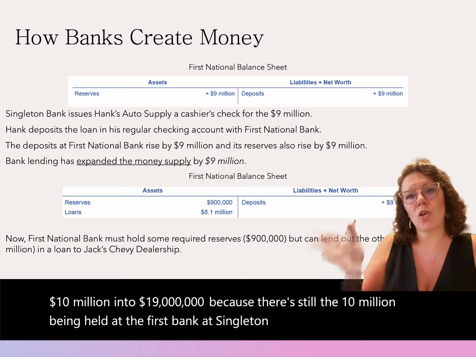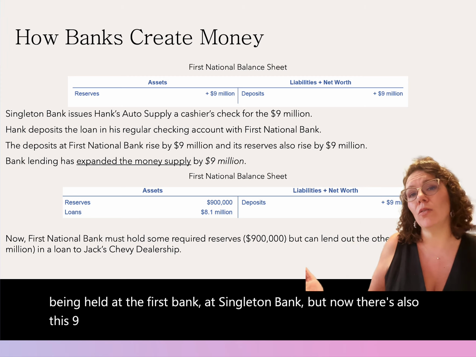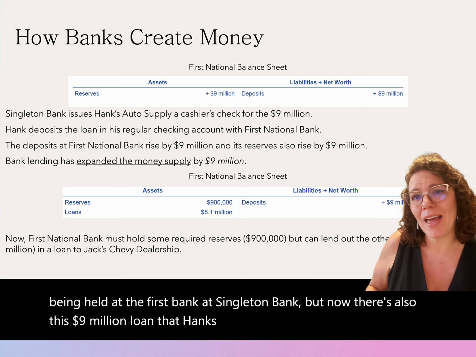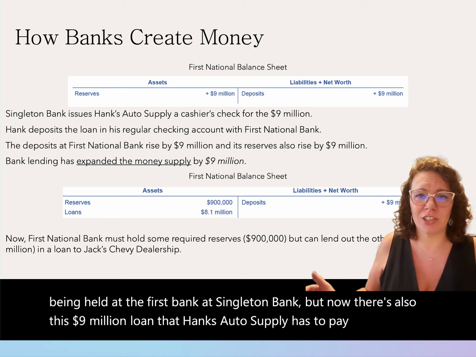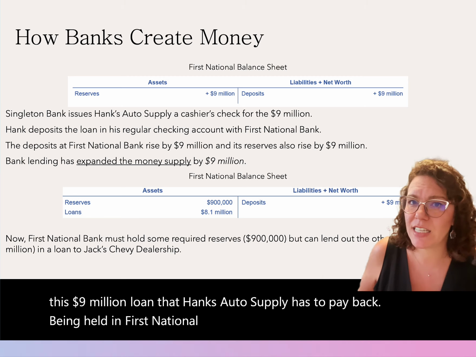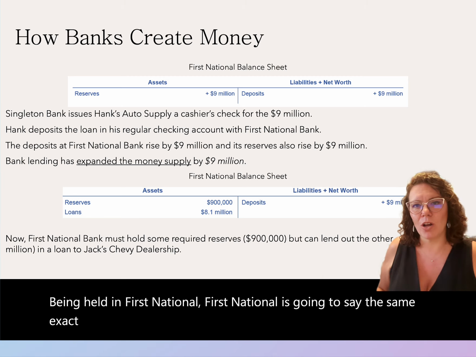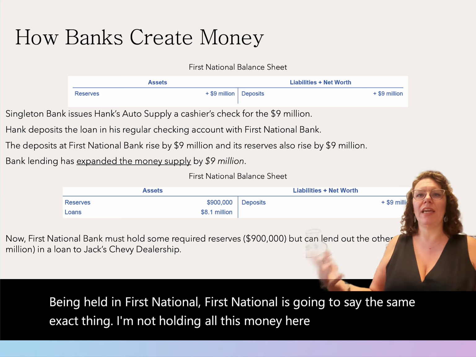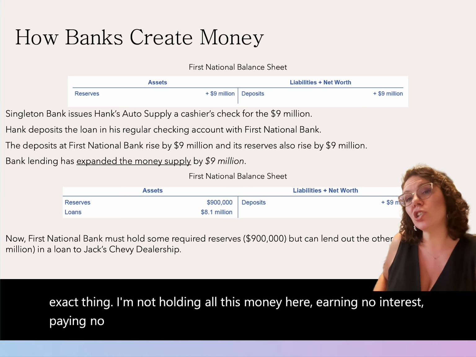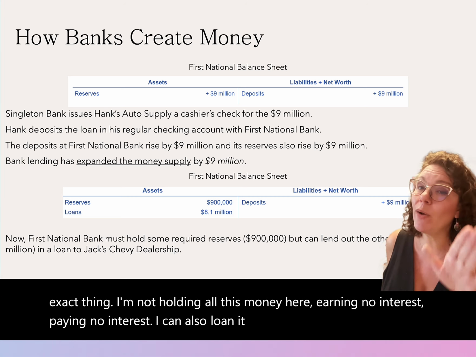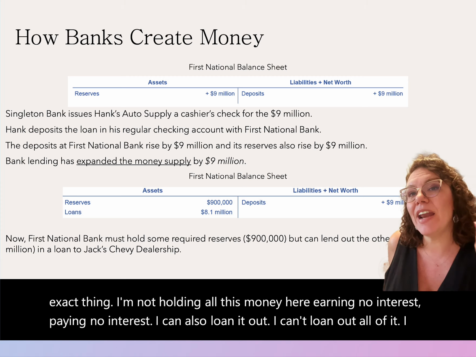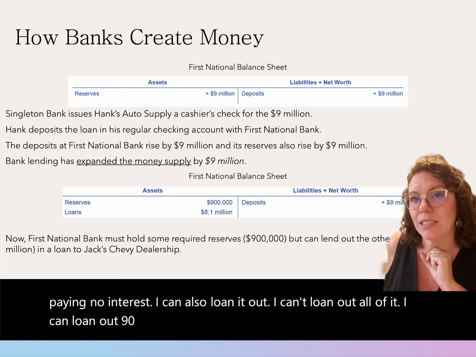But now there's also this $9 million loan that Hank's Auto Supply has to pay back being held in First National. First National is going to say the same exact thing. I'm not holding all this money here, earning no interest, paying no interest. I can also loan it out. I can't loan out all of it. I can loan out 90% and keep 10% as reserves.